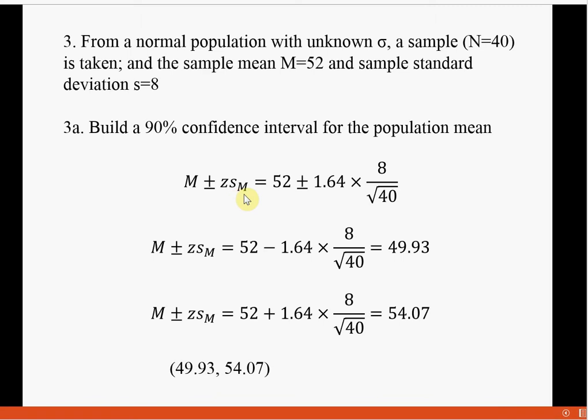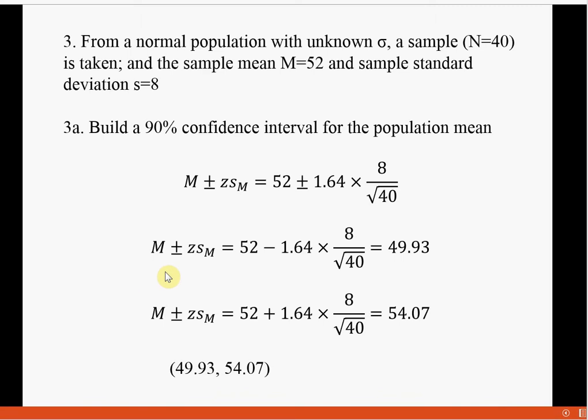So we use this formula. Okay. So in your assignment, you need to make sure that you write down the correct formula. Then we plug in the number. Since we use z-score, the z-score corresponding to 90% confidence interval is still 1.64. But now the standard error changed. It is 8 divided by the square root of 40.